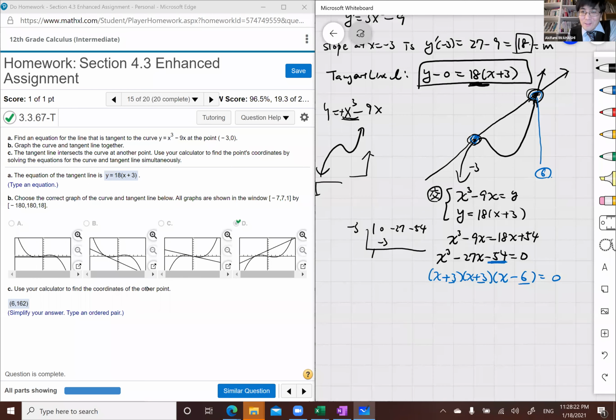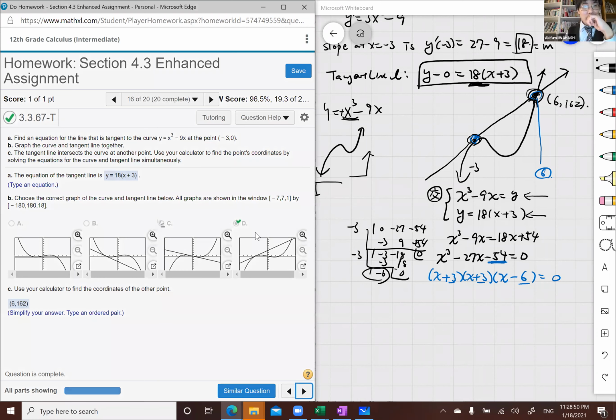Okay, divide it. Okay, and you can factor this one more. Okay, and you can get x minus 6. So this one, the x coordinate is 6. And once you find this, you plug in here, or you plug in here to find the y coordinate. Okay.